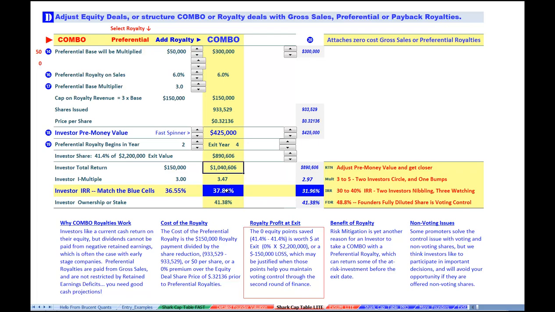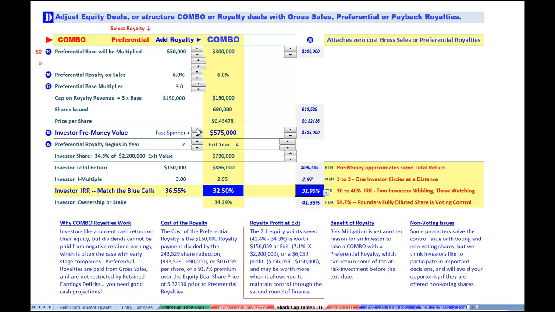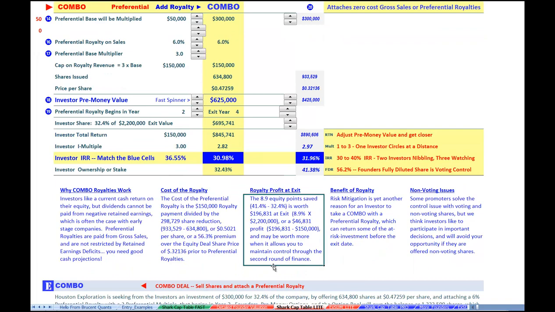What I want to do is try to make this blue number over here equal to this one by increasing the pre-money value. That's pretty close. I'm going to come up here and try to fine-tune it. Well, I can't. 98 is good enough. So there we have it. Notice what's happened. We used to give away 41.38% of the company. Now we've given 32.4%. And if you read this down here, it kind of tells you all about it. But we've saved ourselves 8.9 equity points. Not bad. Okay, so that's the new deal.